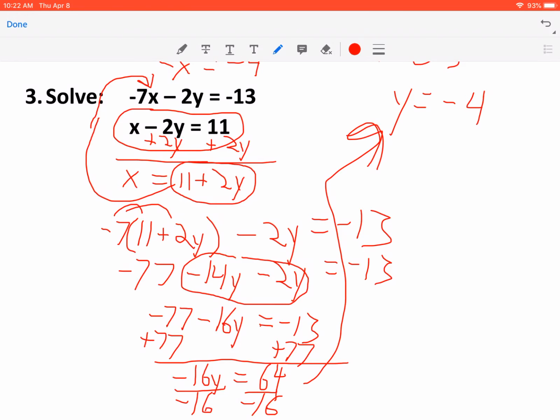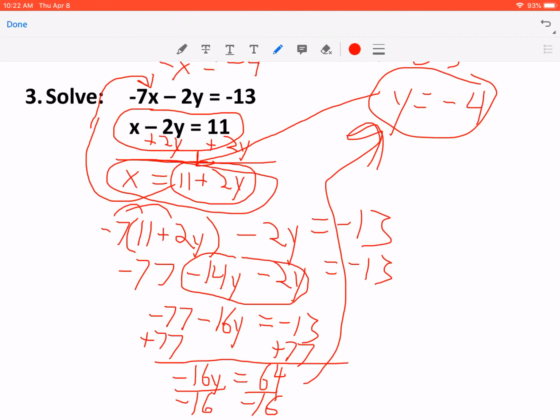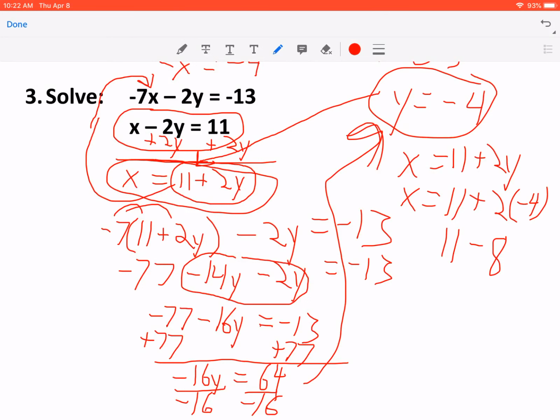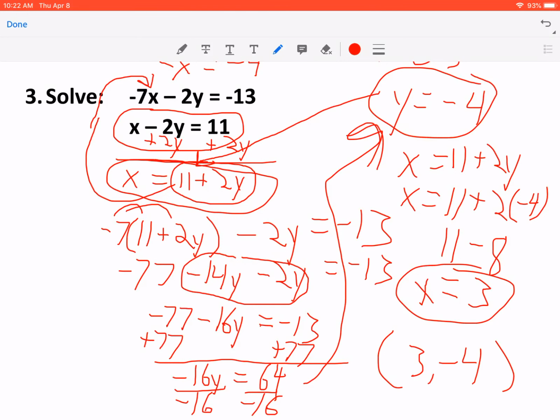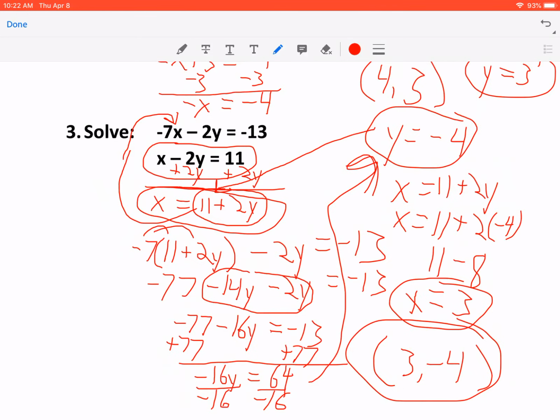Now remember, I would take this answer and plug it into this right here because you have x already by itself. Less work. So if x is equal to 11 plus 2y, then just plug it in. X is equal to 11 plus 2. What was y equal to? Negative 4. What's 2 times negative 4? That's a negative 8. And what is x equal to? 11 minus 8. What's 11 minus 8? 3. So x is 3, y is negative 4. So where did these two lines run into each other? At the coordinate 3 and negative 4. There's your answer. Okay? Makes sense?